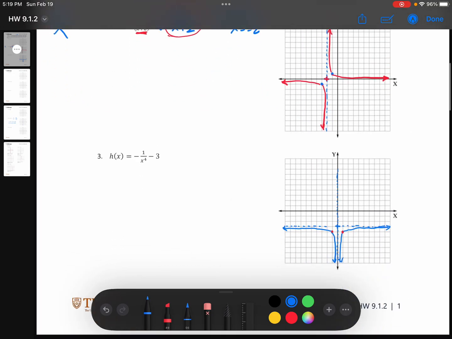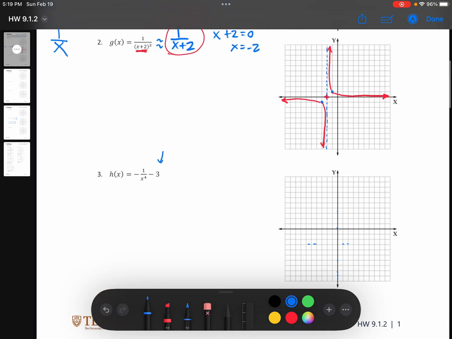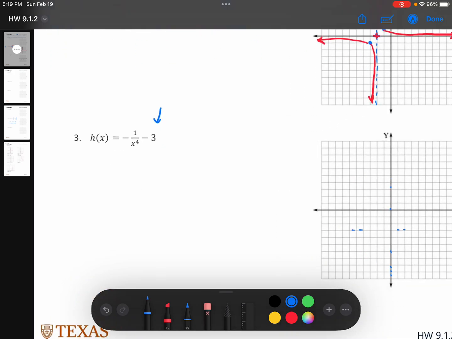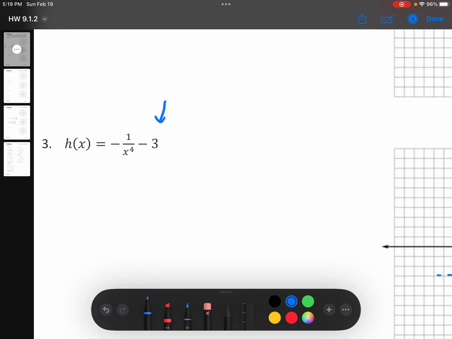So let me actually do one live for you. You can see the answer here, but in essence, the reason I know what I know about this graph without even looking at it is that if the number is on the outside, all right, notice that this is different than the last one, if the number is on the outside of the function, that's going to move it up or down. So in this case, the function is going to be moved down 3. Now, what is this going to look like? Well, let's look at it, okay?